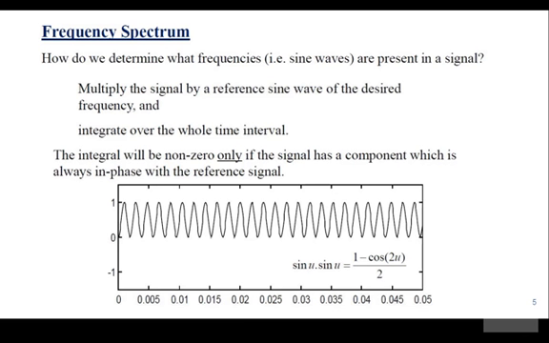You can see this. What we've done here, if we have frequency u and multiply two signals with the same frequency, we're going to get something like this.